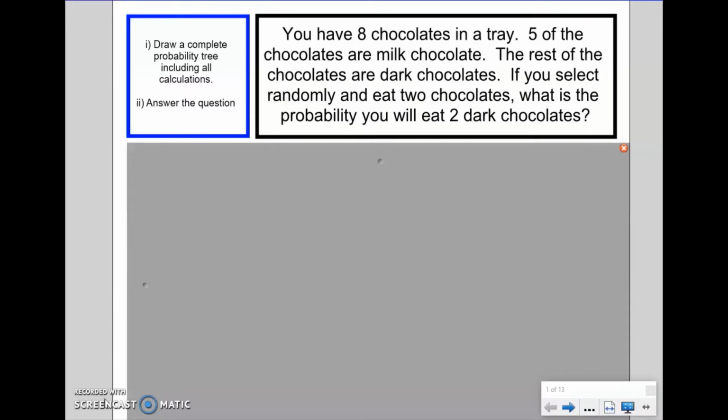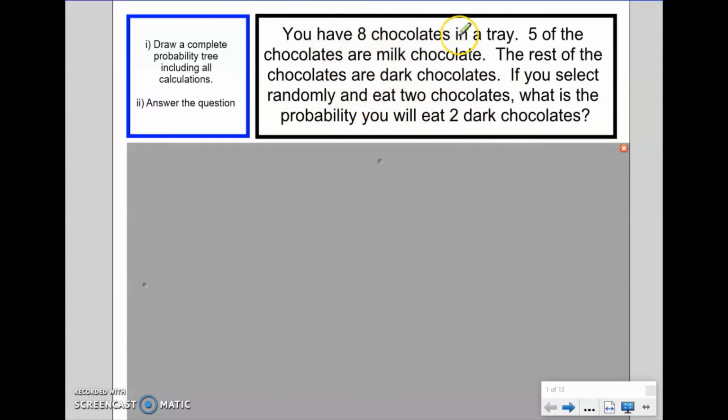First thing we need to know is the definition of a dependent event. The definition of dependent events is that what occurs in the first event affects the outcome of the following event, or the second event. So the outcome of the second event is dependent on the outcome of the first event. Let's have a look at a few examples of that and see if we can try and understand how we could put that into a probability tree diagram.